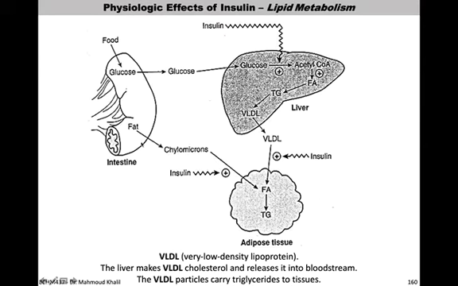For the fats, they are transformed to form chylomicrons, and these chylomicrons are soon transported, under the effect of insulin as well, into the adipose tissue, where with the help of the very low density lipoprotein, they form the fatty acid that soon is converted to triglyceride. So actually the liver makes as well VLDL cholesterol and releases it into the bloodstream.